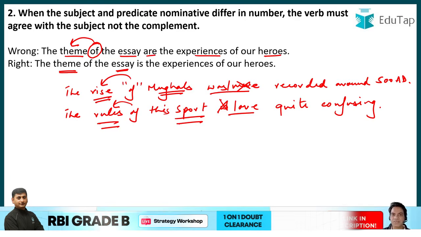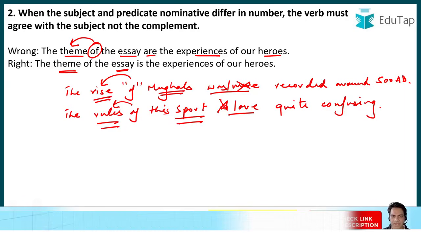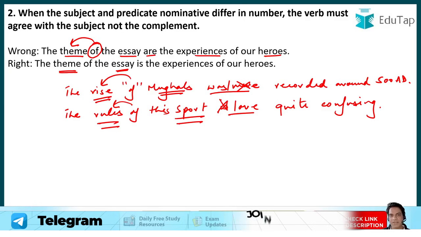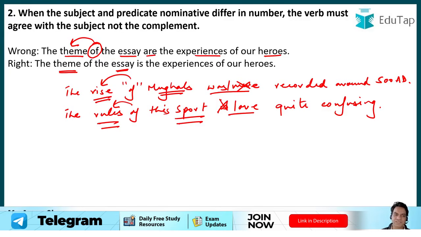So what you need to understand is you will find the subject in the initial stages of the sentence. If you see two nouns and there is usage of preposition of between the nouns, always remember the noun before of is the subject of the sentence, and that will decide the verb.